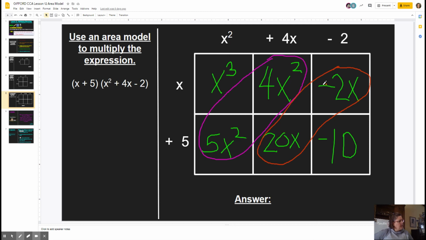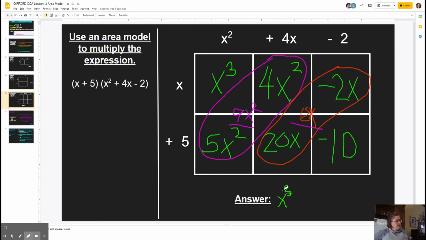So let's see, 20x minus 2x. This is going to simplify to 18x. And then 5x squared plus 4x squared, this is going to simplify to 9x squared. So then I'm going to use these simplified terms to write our final answer. So again, anytime you write polynomials, you try and write it in what's called decreasing order. That should be x to the third. Decreasing as far as those exponents go.